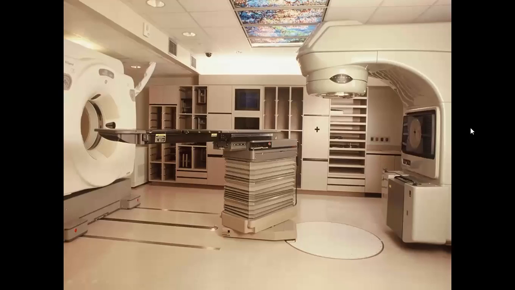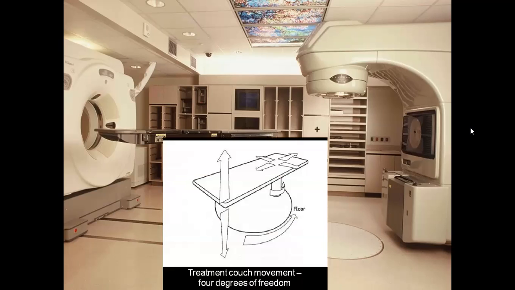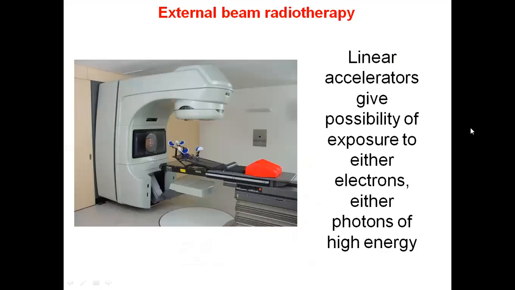In some radiotherapy centers, a diagnostic CT scanner and a linear accelerator are mounted in the same room. Then it's possible to obtain diagnostic images of the tumor in a very short time and irradiate it without removing the patient from the treatment couch. The treatment couch has 4 degrees of freedom in its movement, which maximally facilitates the correct positioning of the patient under the beam. Linear accelerators give the possibility of exposing the tumor to either electrons or photons of high energy.